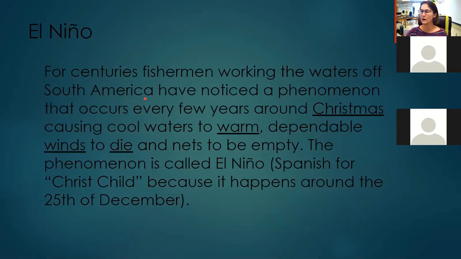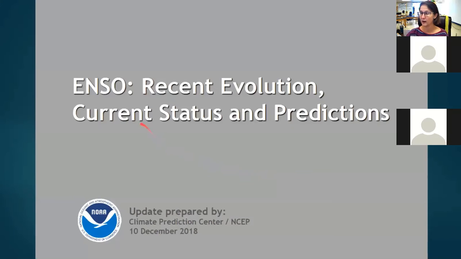Now, like it said in the video, it usually happens around Christmas time. They usually notice it because the fishermen off the coast of Peru don't get the fish that they usually get. So everybody pretty much starves for Christmas that year. It's called El Nino, Spanish for the Christ child or the child, because it happens around Christmas.